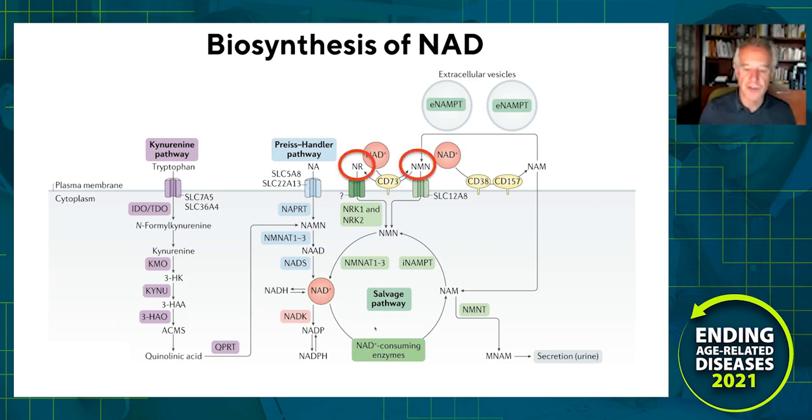This is a figure that I showed you earlier: the salvage pathway, the kynurenine pathway, the Preiss-Handler pathway. Both NR and NMN are direct precursors to NAD. If you look at the salvage pathway here, we go from nicotinamide to NMN, and then from NMN to NAD. NMN can actually be purchased today and taken as a supplement. There's evidence from the lab of Shin-ichiro Imai of a direct transporter that allows NMN to come into cells. There's another precursor, NR, which, following activation by a kinase, can itself lead to NMN.